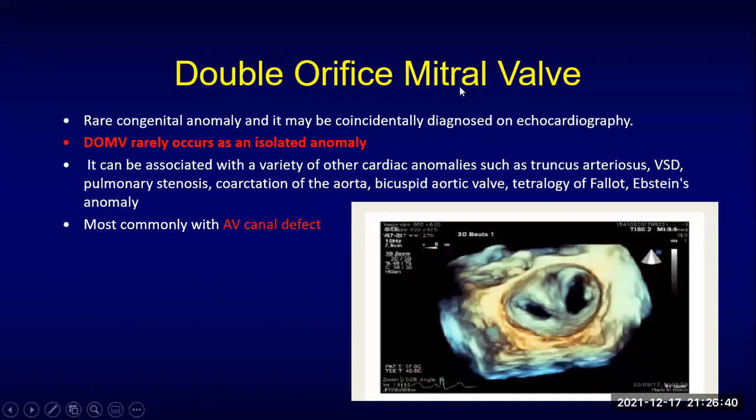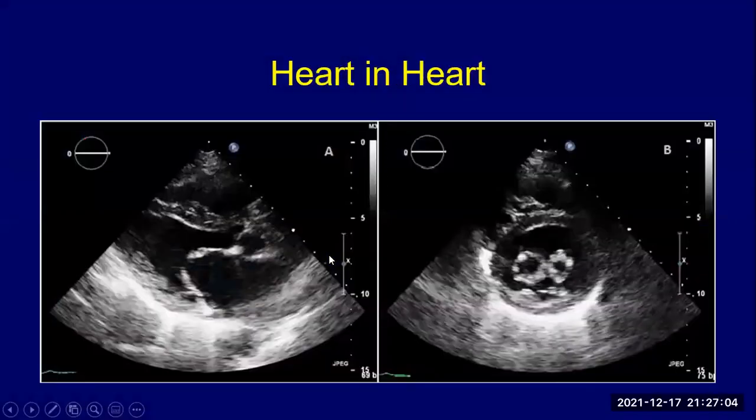The double orifice mitral valve is a very interesting anomaly. It's a rare congenital anomaly, and it may be coincidentally diagnosed on echo. It rarely occurs as an isolated anomaly. Normally, it is associated with a variety of other cardiac anomalies and mostly with an AV canal. So it is a heart anomaly. You can see here the double orifice.